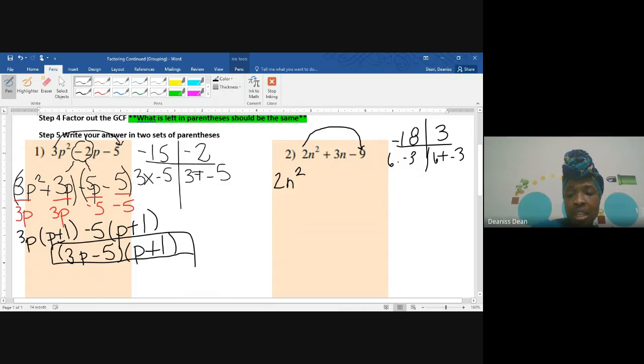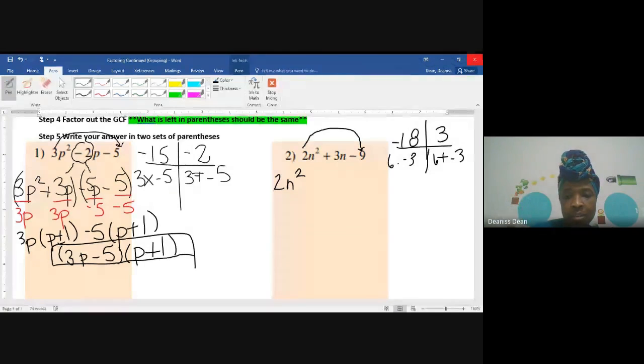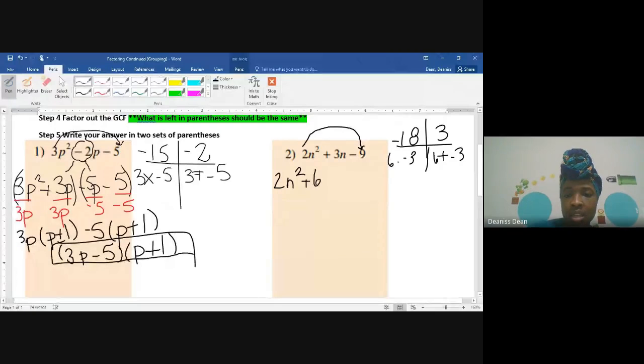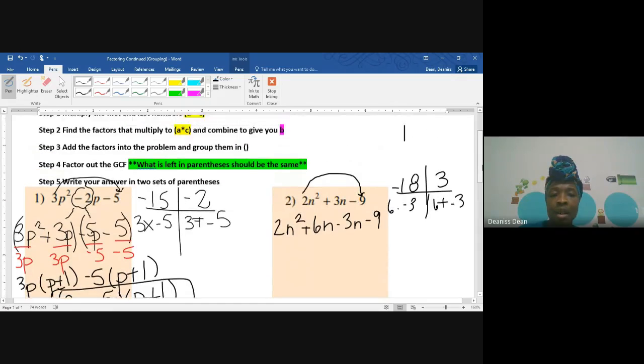I'm going to put in the 6. Oh, and the order that you put the factors in, y'all, does not matter. I forgot to say that earlier, okay? The order you put the factors in doesn't matter. And so then I'm going to put 6n, because the first factor was 6 and the other factor was negative 3, so minus 3n. And then minus 9, okay? So that was the second step. I added the factors. That was the third step. I add the factors into the problem.